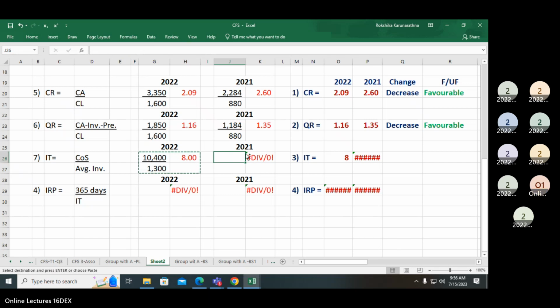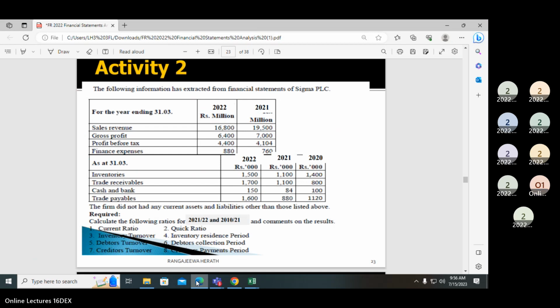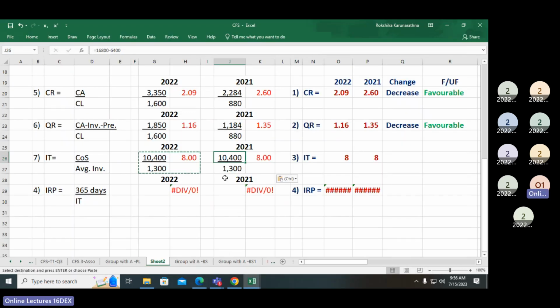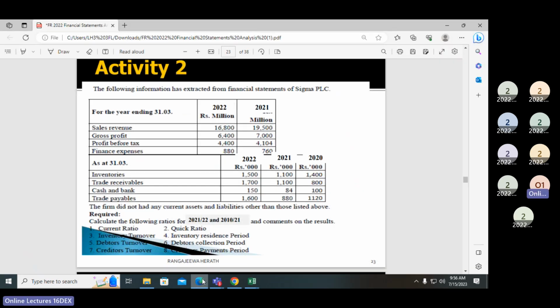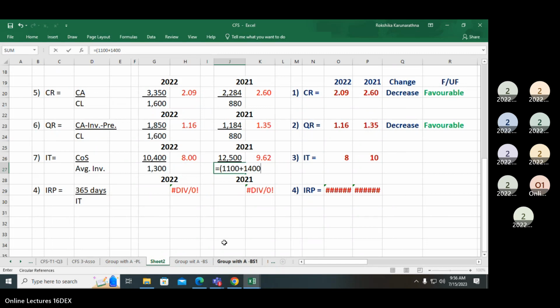So answer 8, exactly 8 times. Last year, to take the last year cost of sales, 19,500 minus 700, 7,000. Divide by average inventory. Now 1,100 plus, sorry, 1,100, 1,400. Divide by 2. Average 1,200, 10. So 10 decreased to 8.